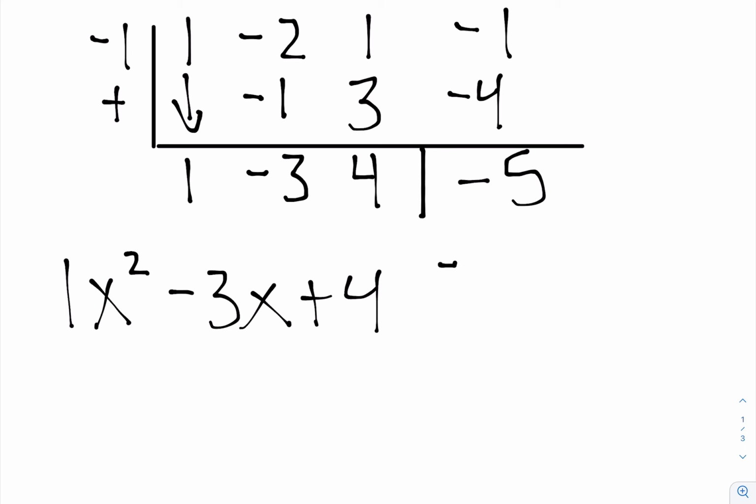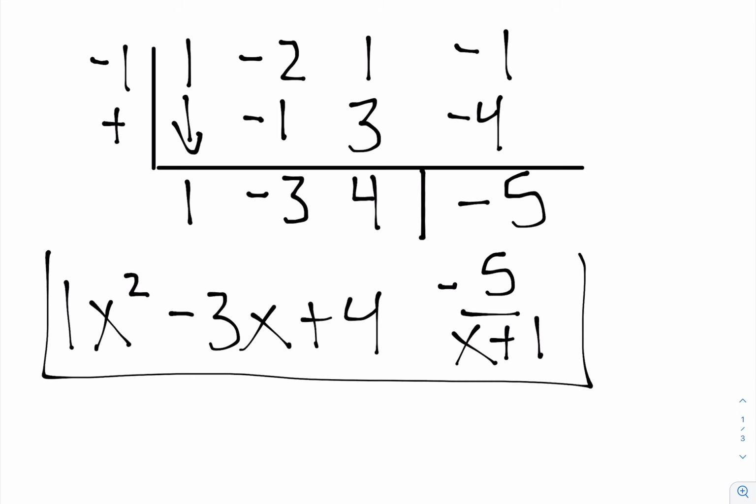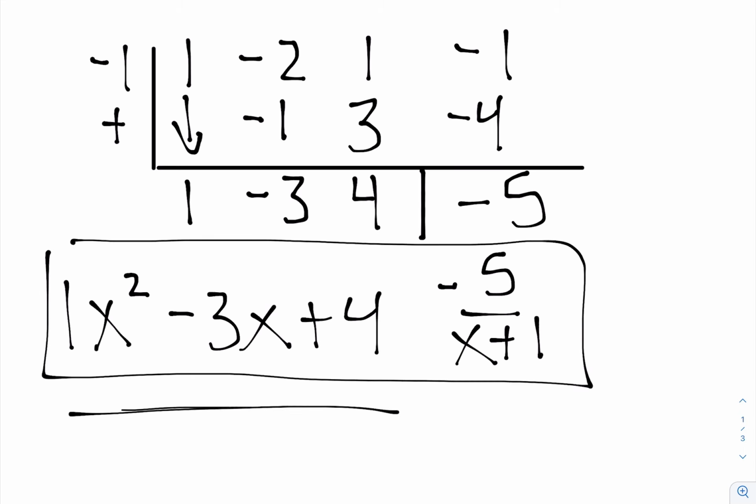So we have to add this minus 5 over what we were dividing by, minus 5 over x plus 1. So this is your answer. This left side here is your quotient, and this is your remainder. And if we were to use long division, we'd get the exact same answer.